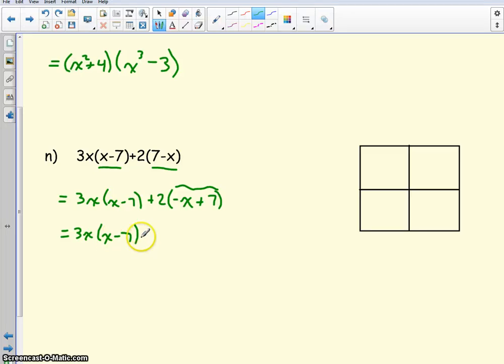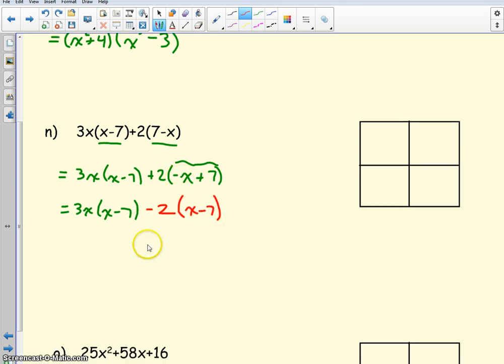Okay, so just to finish this one off, again, what I'm trying to do is factor the negative 1 from this bracket, so I have x minus 7 left over. So if I take the negative 1 out of here, that will make this positive 2 into a negative 2. So I'm going to have minus 2. And now what I'm going to have left is a positive x minus 7. Okay, so now that I've done that, x minus 7 is my common factor. So I'm going to take out x minus 7 and be left with 3x minus 2.